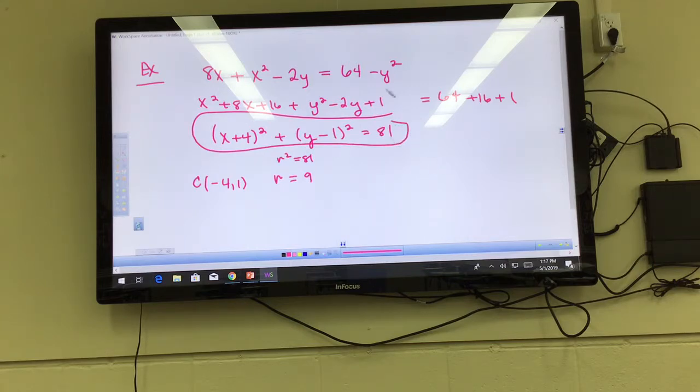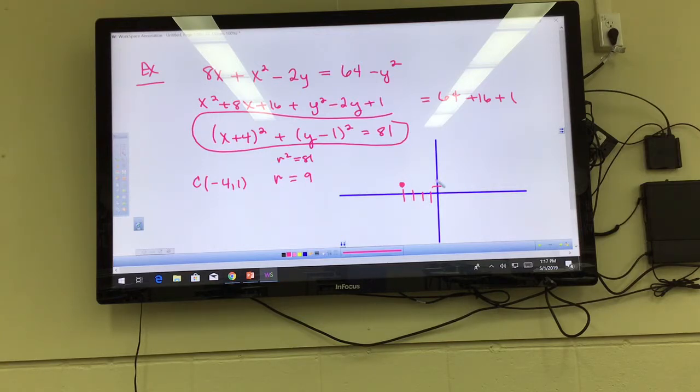If I wanted to graph that, it doesn't ask me to graph it, but if I wanted to graph it, it'd be real short and easy to graph this image. We know that the center is at negative 4, 1. And from that point, I have a radius that has a measurement of 9. So from that point, I need to go up 9, left 9, right 9, down 9.